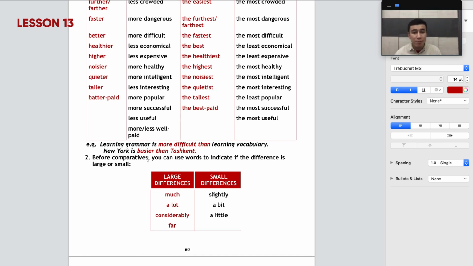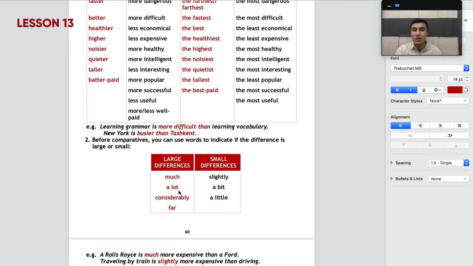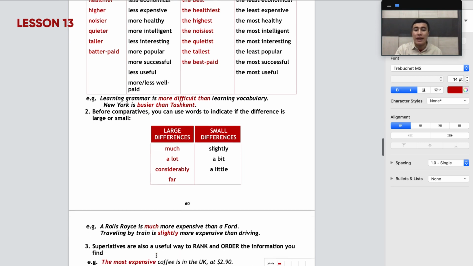And of course, before comparatives, you can use words to indicate if the difference is large or small to show the degree of this difference. Okay, for large differences, you can use much, a lot, considerably, or far, and for small differences, you can use slightly, a bit, or a little. And of course, here you can say a Rolls-Royce is much more expensive than a Ford. So, okay, traveling by train is slightly more expensive than driving.